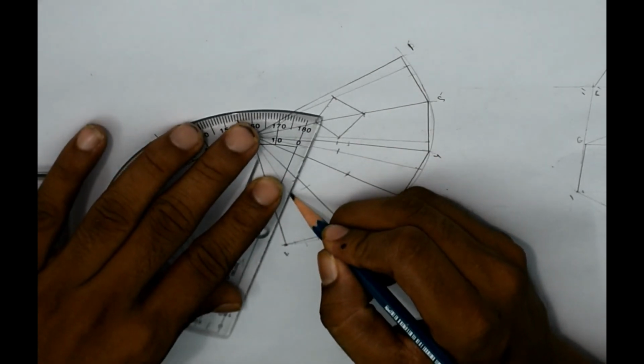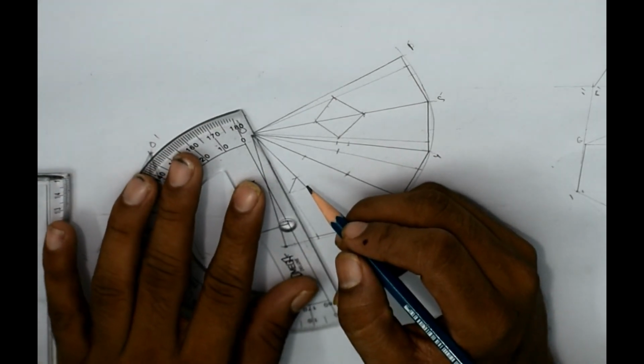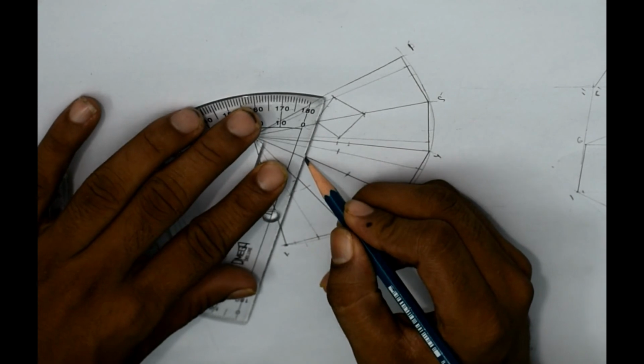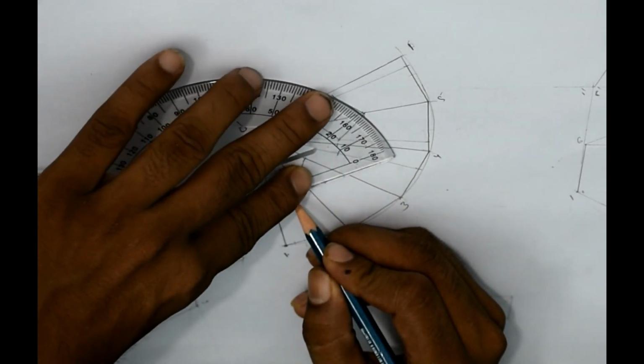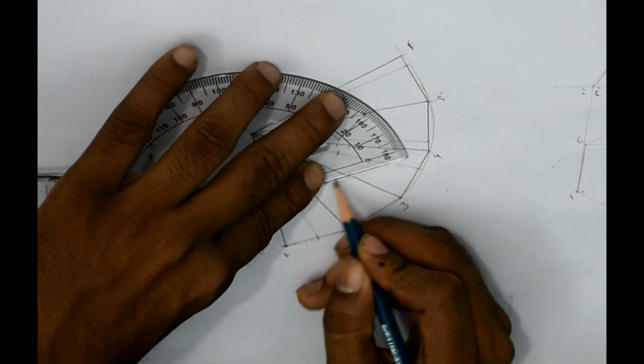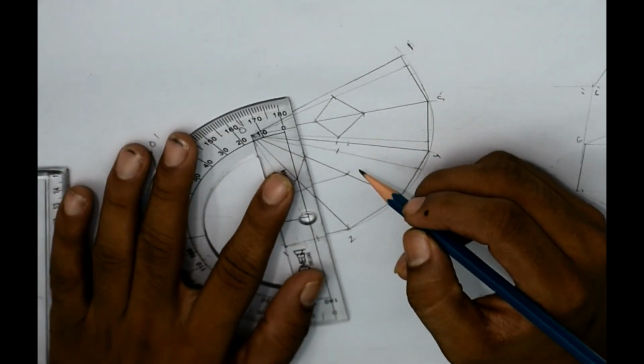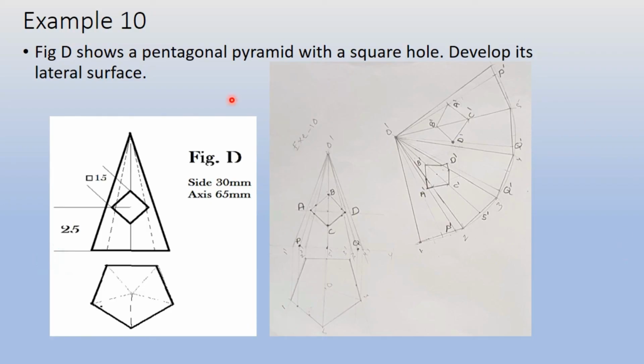And the other one will be a little bit complicated shape, but we just need to join it. Whatever we are getting will be the developed surface of this. So this is the solution of example number 10. As you can see, this is the pentagonal pyramid, front view and top view. I have redrawn it here with the square hole. So when you develop with the square hole, it will look something like this.